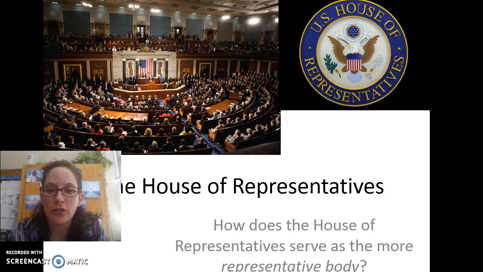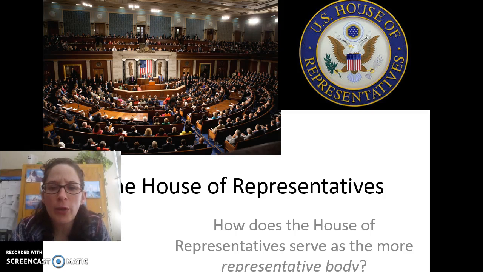That already gets us to answering the first question here. How does the House of Representatives serve as the more representative body? The fact that it's based on population, and we'll look today at what that really means for you, a constituent in this country. So if you're a larger state, you're going to have more seats in the House of Representatives. If you're a smaller state, you're going to have fewer seats. Of course, when I say large and small, that's based on the population, not the land size.